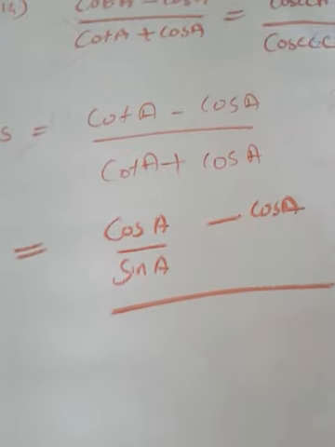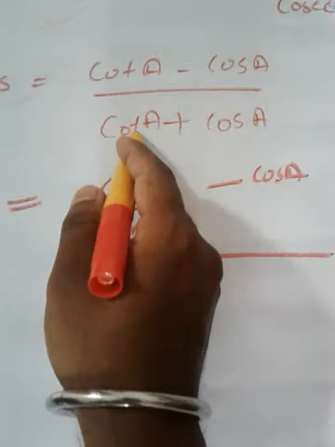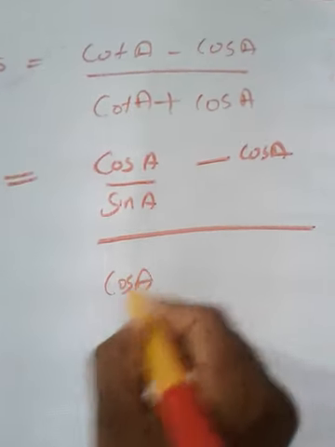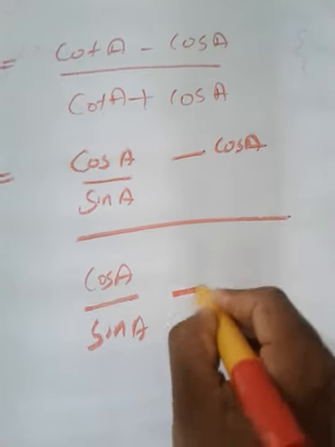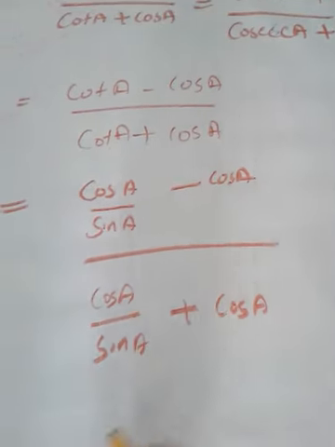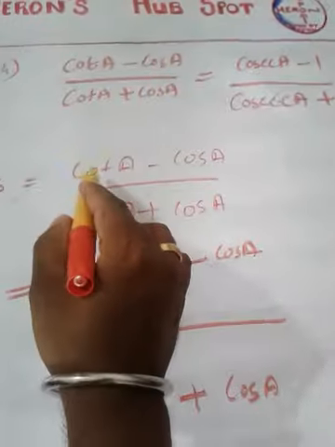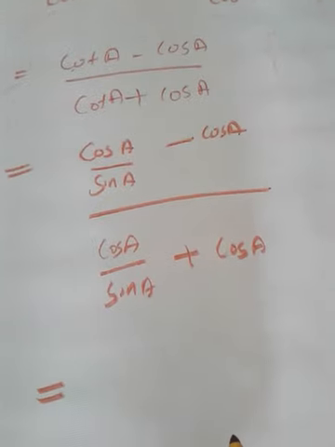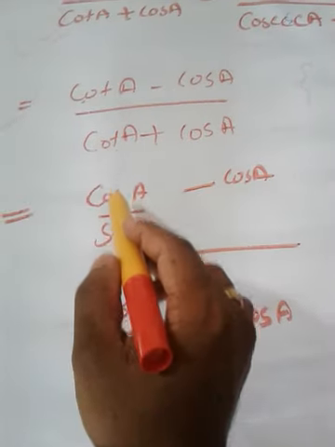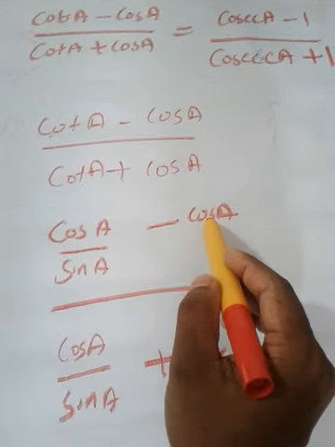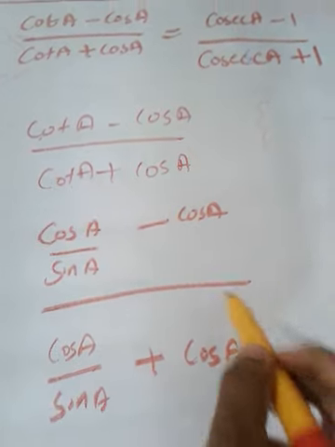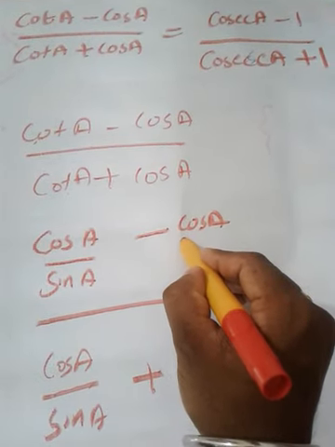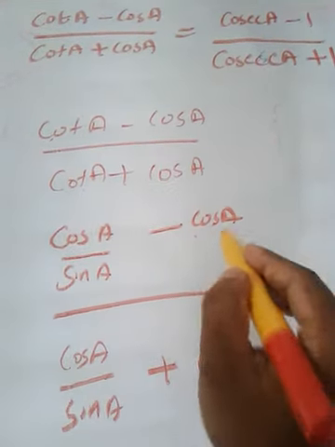So we are not going to disturb them. And here also, I am replacing cot A as cos A by sine A, plus the second term as it is, cos A. You may have understood. Replace this cot A by cos A by sine A. That much only, the remaining terms as it is. And you just see now, here it is cos A by sine A, here it is minus cos A.